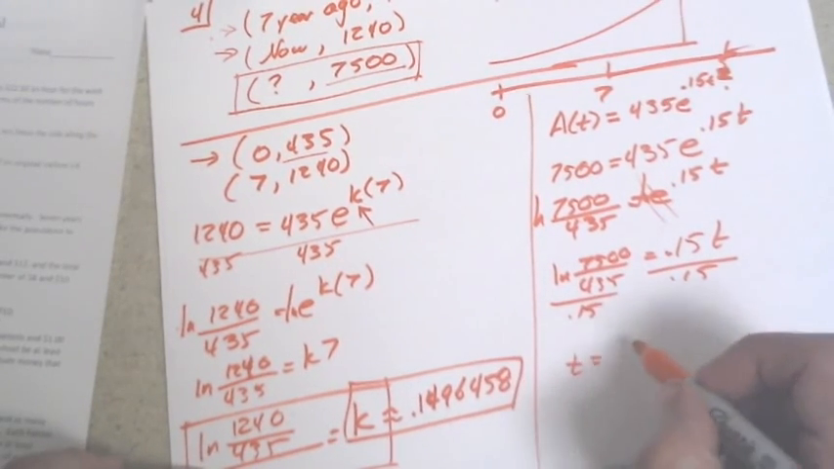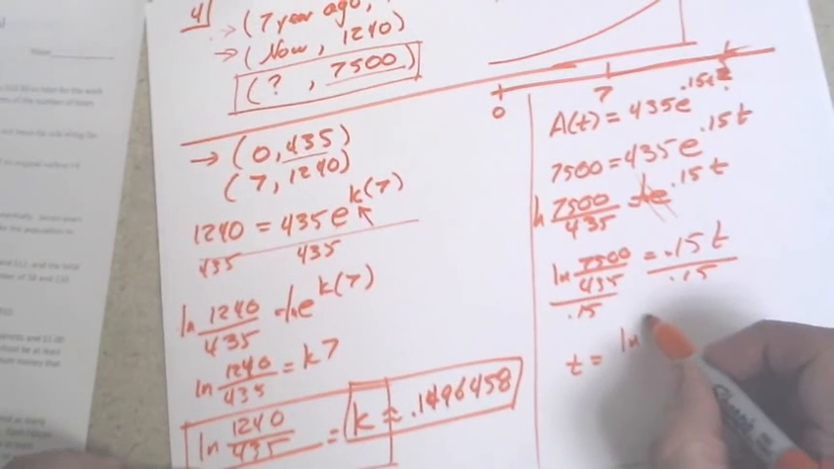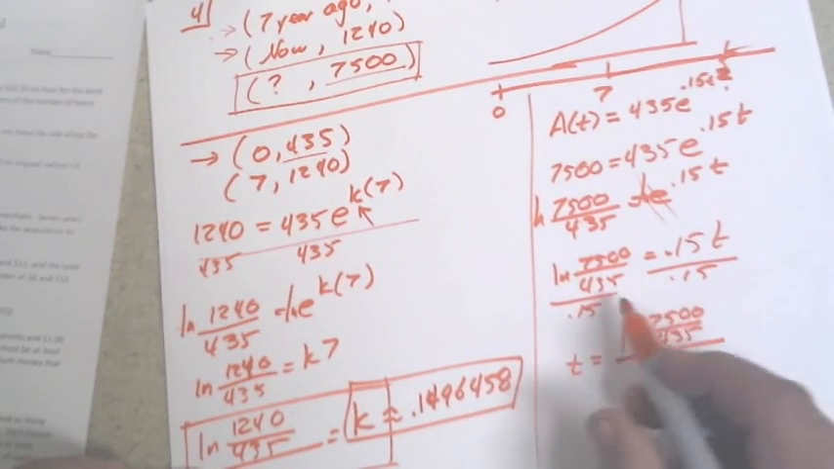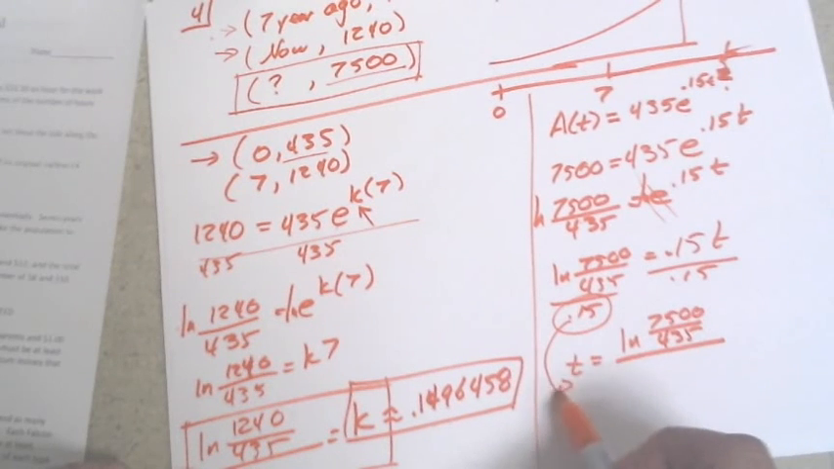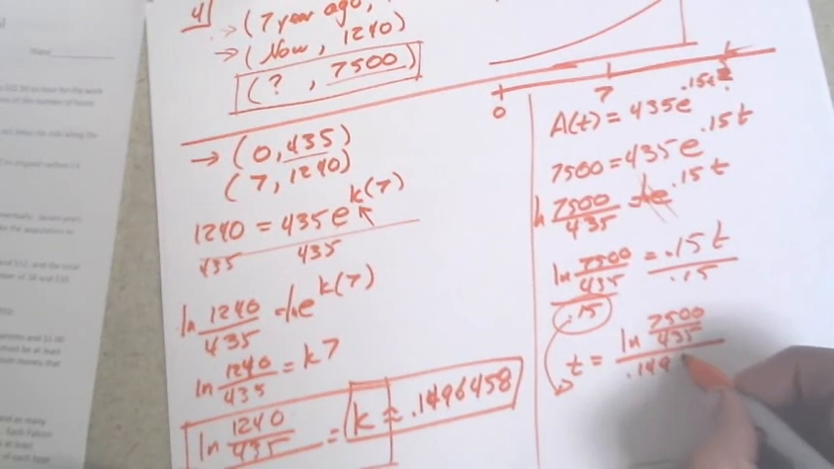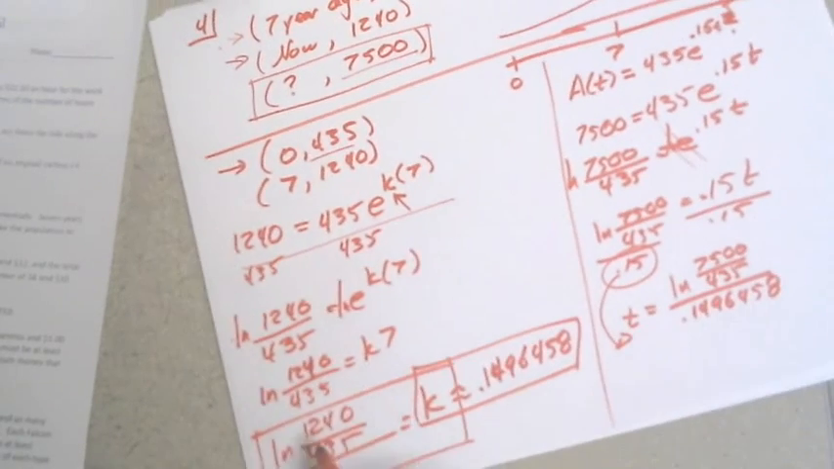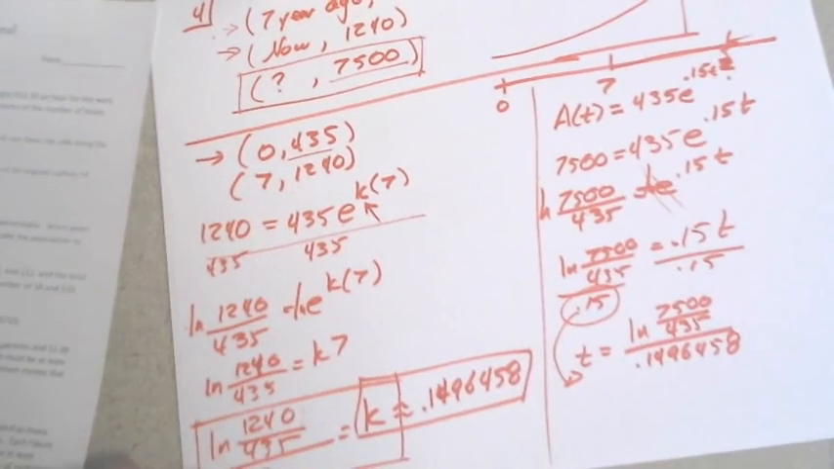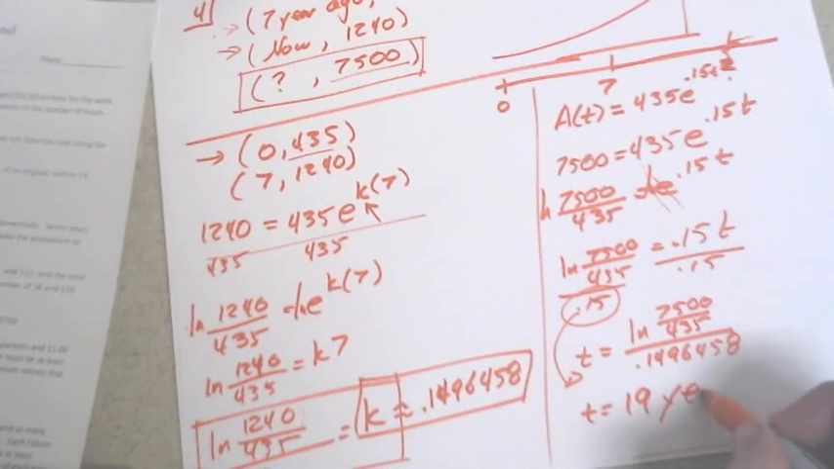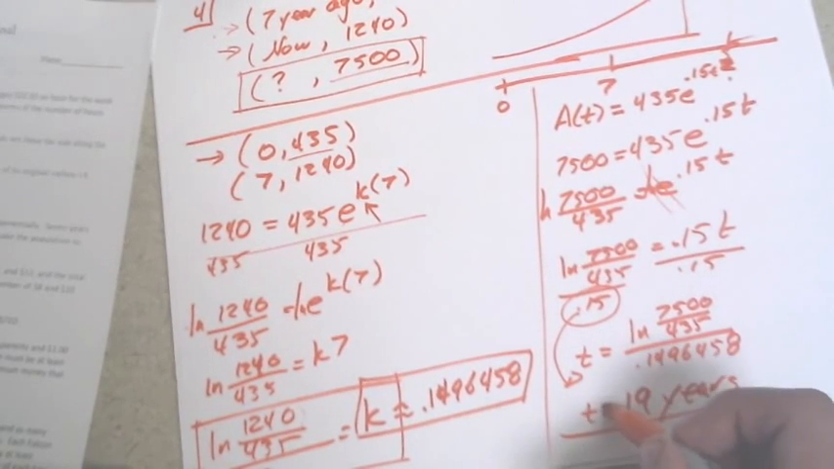And we have our time is equal to the natural log of 7500 over 435 divided by, now this 0.15, I've kind of carried in this form for convenience, but again, it's good to use as many decimals as you can, even your stored value. Heck, use this whole thing if you want to. And I believe this is somewhere around 19 years-ish.